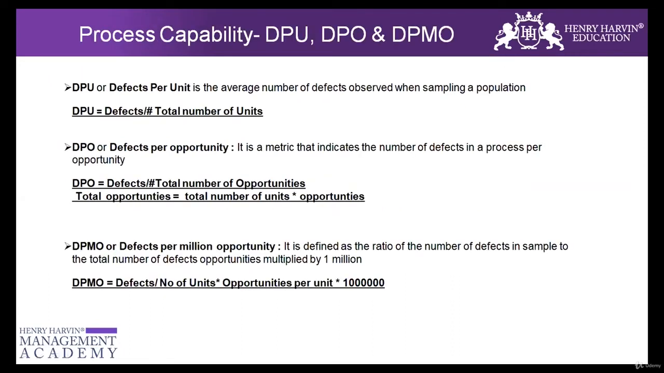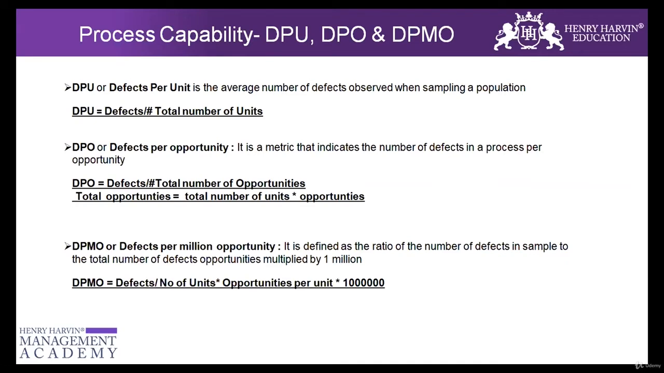Now we will talk about some of the process capability measures, which are DPU, DPO, and DPMO. DPU stands for defects per unit. DPO stands for defects per opportunity, and DPMO stands for defects per million opportunities. With the help of these three terminologies, I would be able to look at what my current process capability is, and then I'll be able to calculate the sigma level as well.